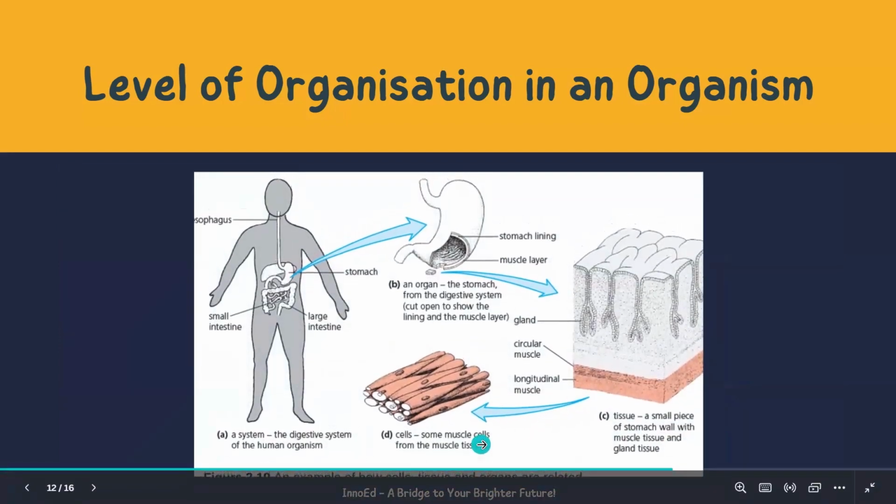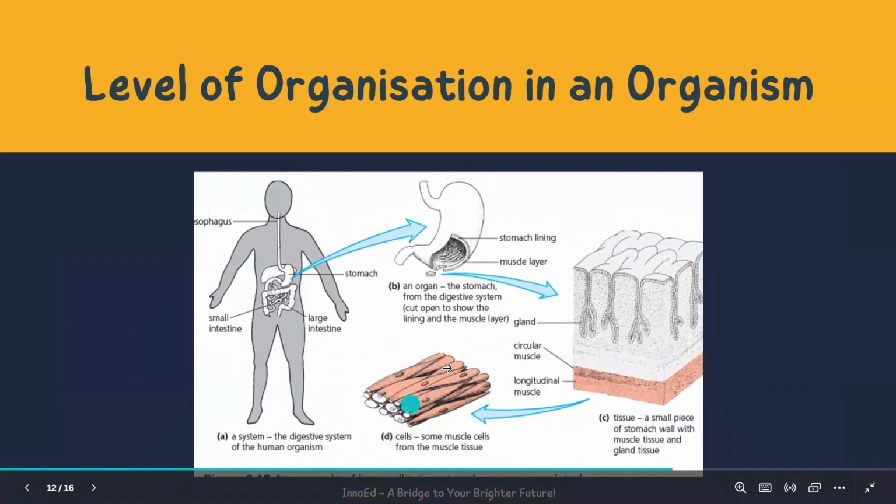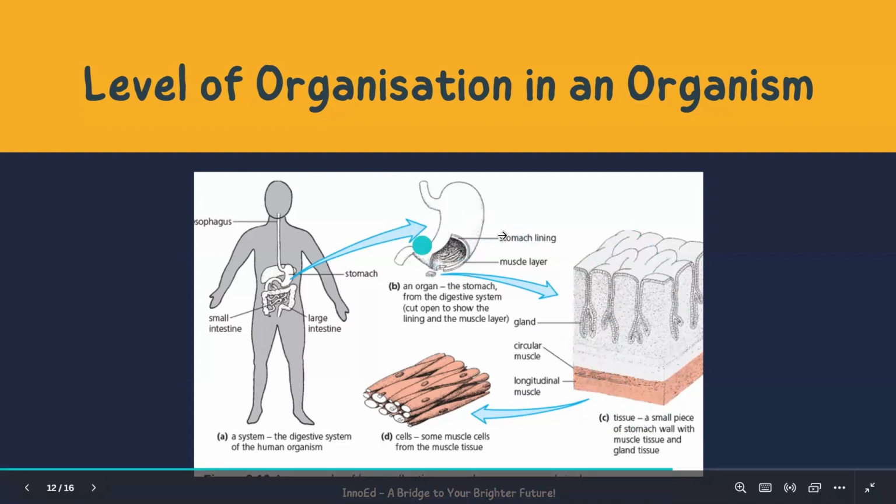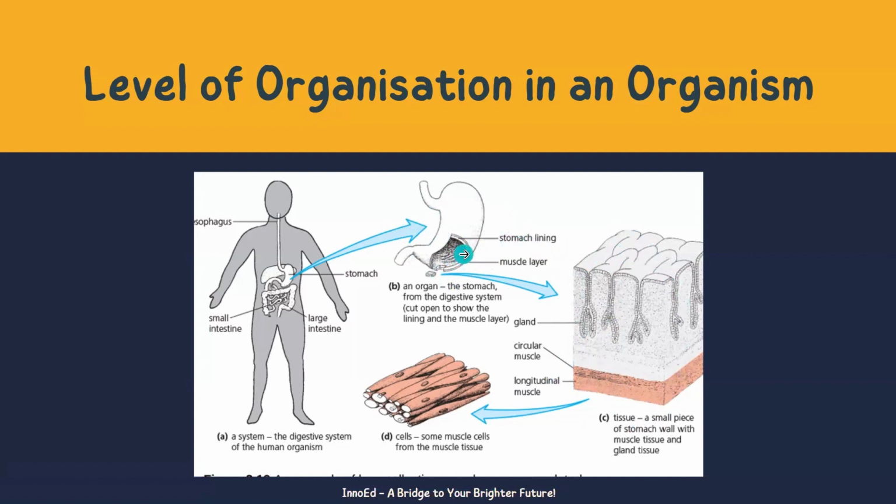Let's look at this picture. Here are the muscle cells. When they are grouped together, it is called tissue. So this is the muscle tissue. When different tissues are grouped together to perform a specific function, this is called an organ. So here is the organ. When different organs with related functions are working together, this is called an organ system.